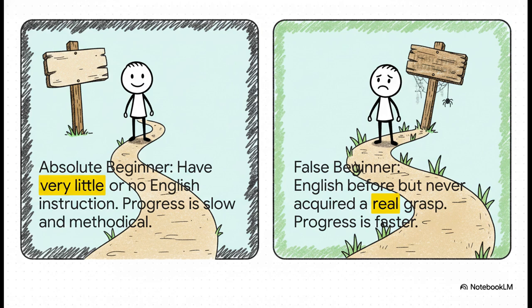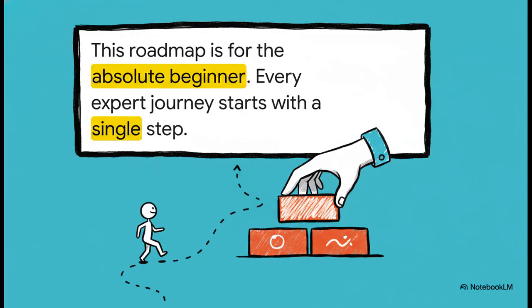So which one are you? Just take a moment to think about it. Are you an absolute beginner or a false beginner? This map, this whole plan that we are making today, is for the absolute beginner. So if you're starting from zero with no English at all, you are in the perfect place. It's a wonderful place to start, actually. Every long journey, every expert journey starts with just one single step. And today, we're going to take that first step together. We are going to build your English foundation, one small piece at a time.